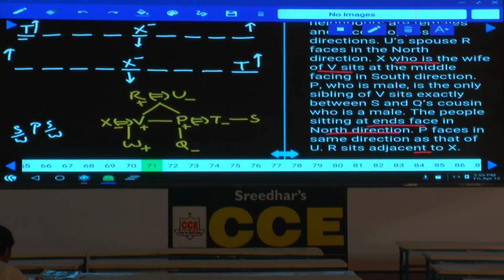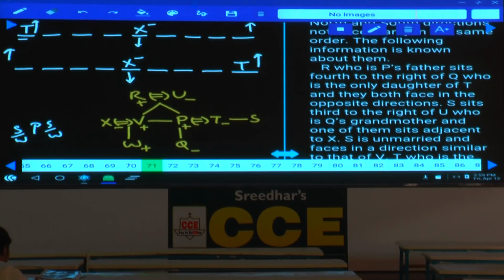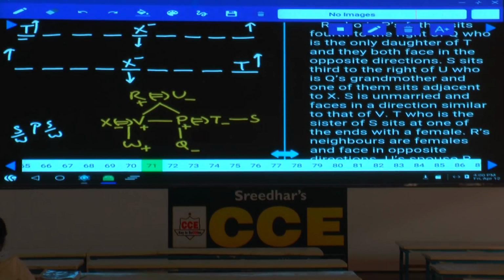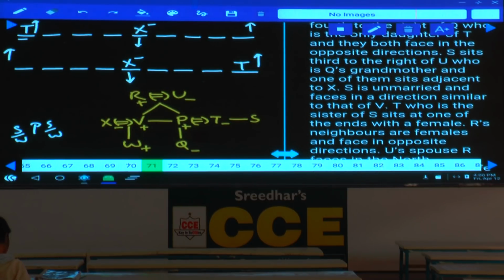And at the same time, now the first information, if you observe here, R, who is P's father, sits fourth to the right of Q. And Q is the only daughter of T, and they both face opposite directions. Then S sits third to the right of U, who is Q's grandmother, and one of them is adjacent to X.